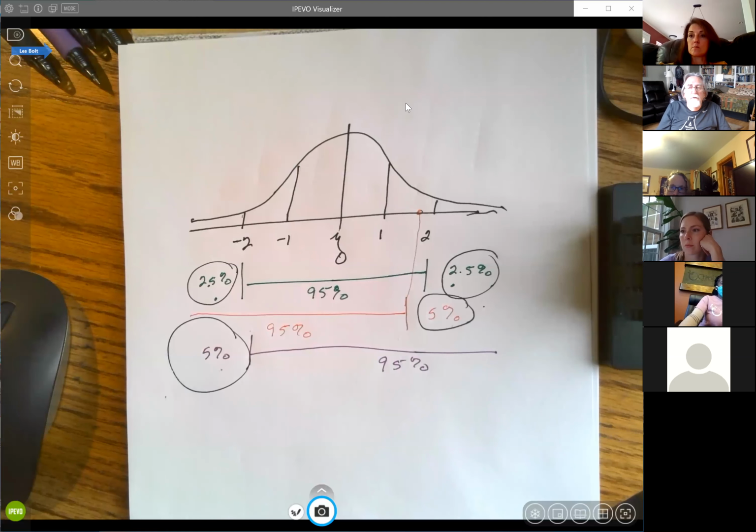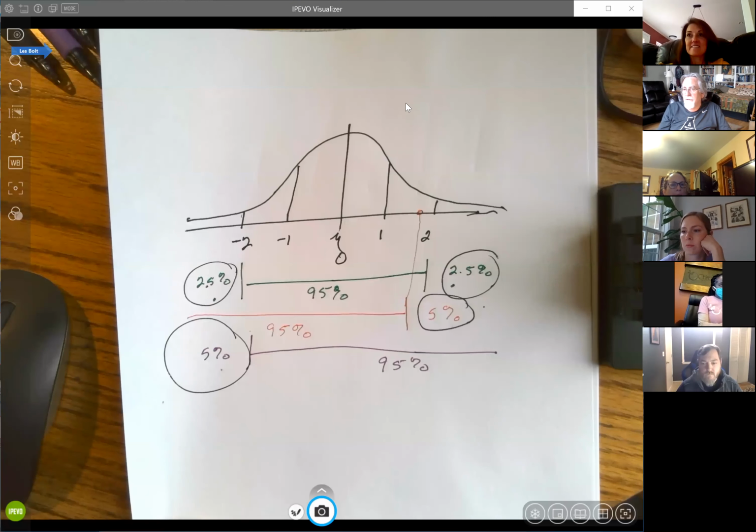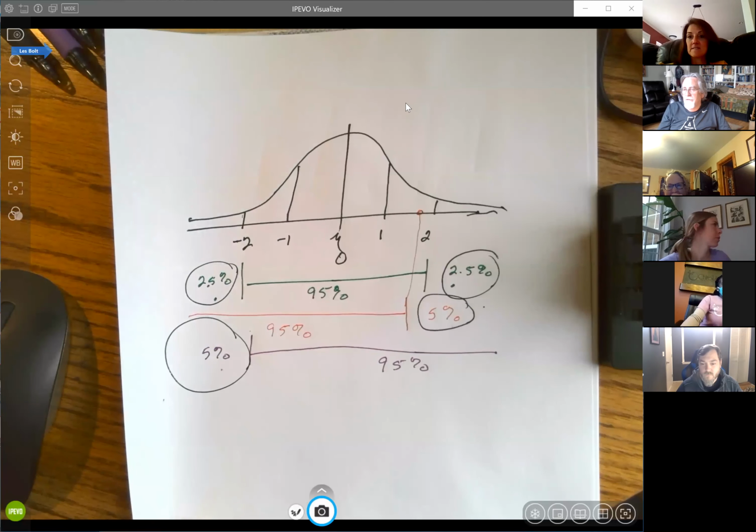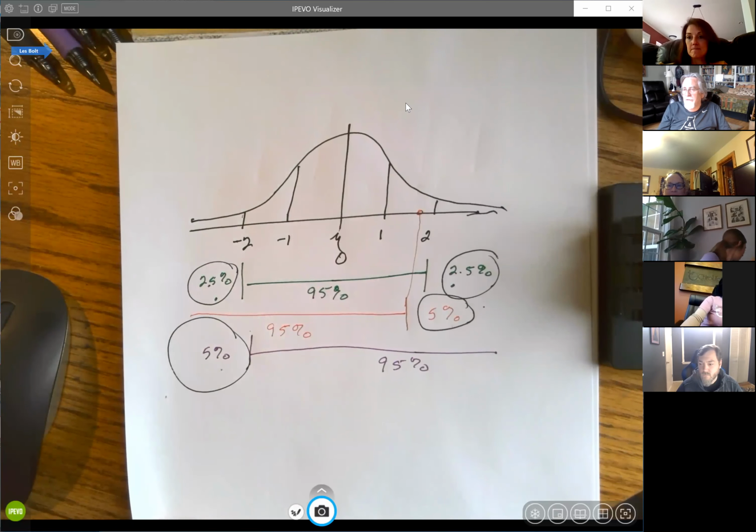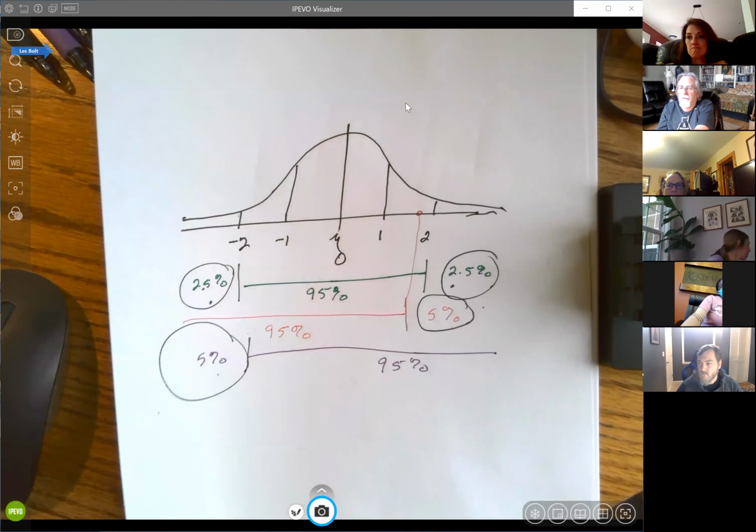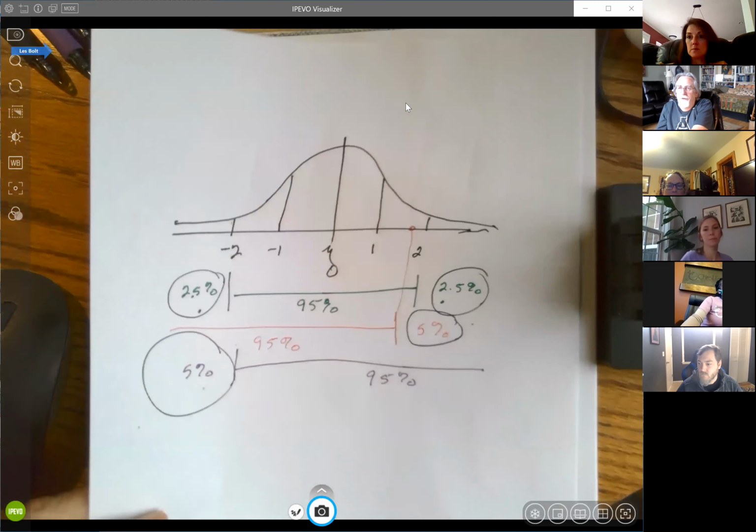So are we okay with the logic right now? Yes, sir. That helped me a lot. Anyone else before I make a big jump here now?